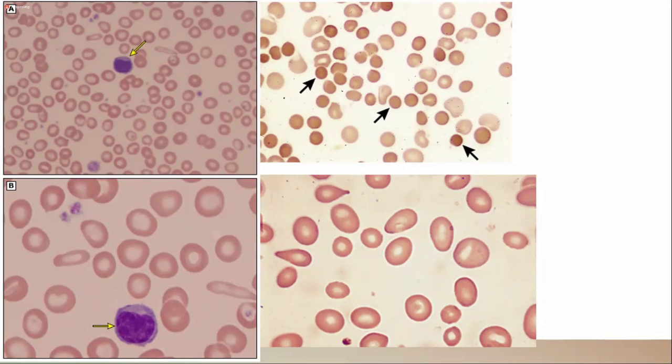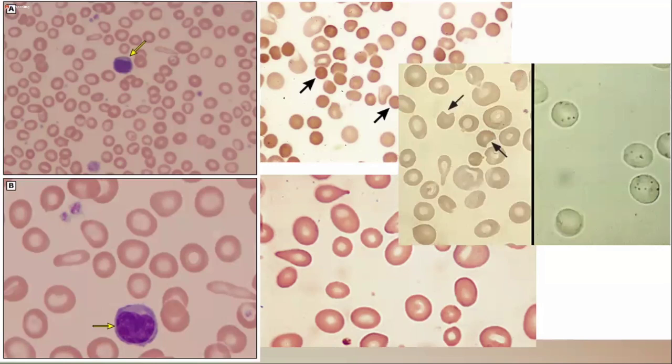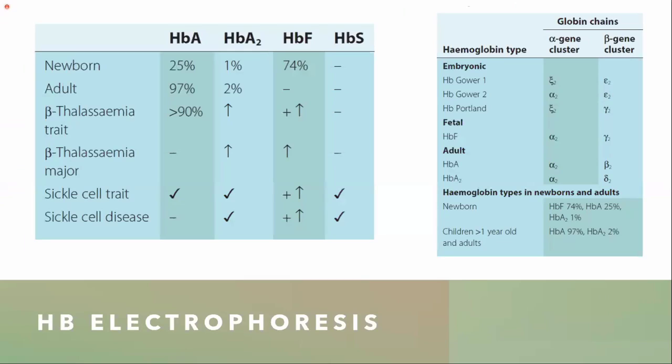Okay, next one, I'll go a bit faster. This can be seen in B12 deficiency. We can appreciate the size of the red blood cell is very large. And the last one, can you see the arrow showing the cell looks like it has been bitten, right? So it is a bite cell, which can be found in G6PD deficiency. And the second picture shows the Heinz bodies.